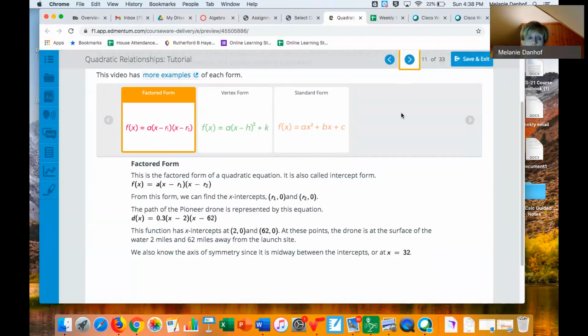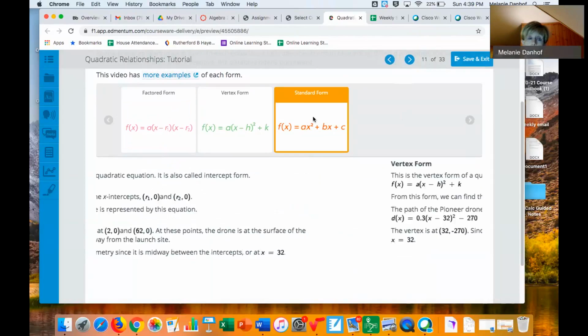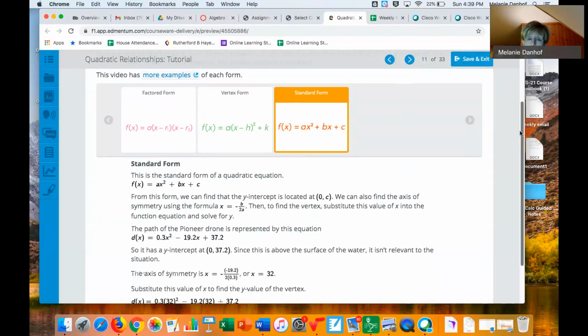And that's what you can see down below. It says, this is the factored form of the quadratic equation. It's also called intercept form. From this form, we can find the x-intercepts, (r1, 0) and (r2, 0). I'm going to skip over here to the standard form, which is the third one here on our screen.